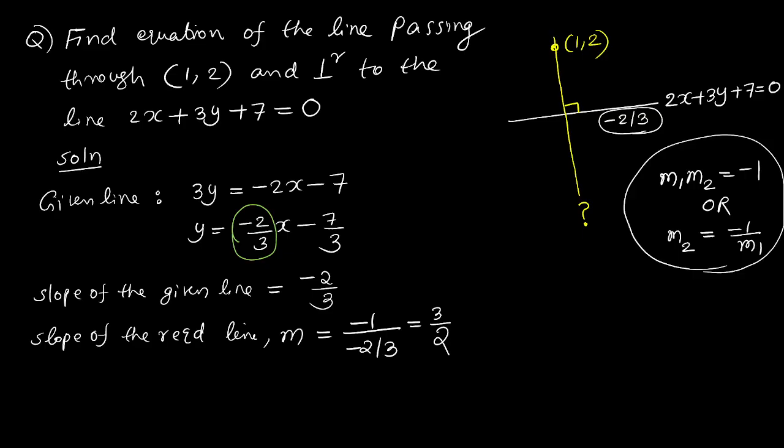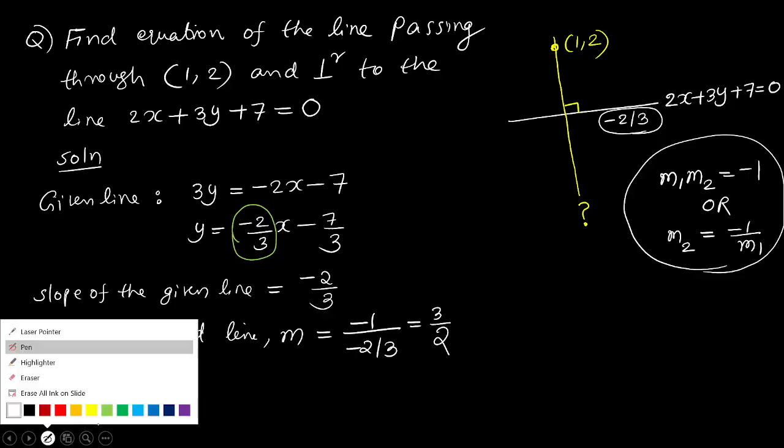All of it clear till this step? Slope of the required line is 3 by 2. Understood? I want your response. Ashlin, okay? Clear. Say that. Yes, sir. Slope of the required line is 3 by 2.